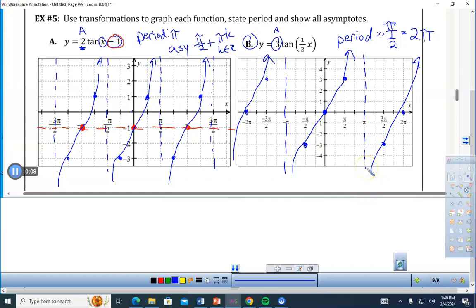What about my asymptotes? How do I label those? My first one occurs at pi, and they're going to repeat every 2 pi k, where k, of course, is an integer.